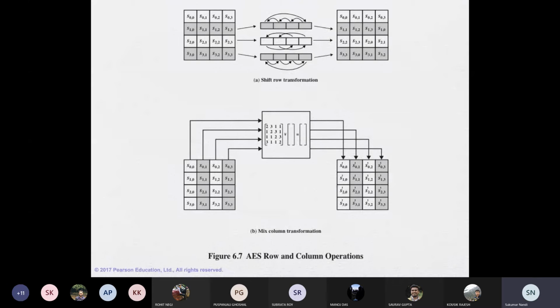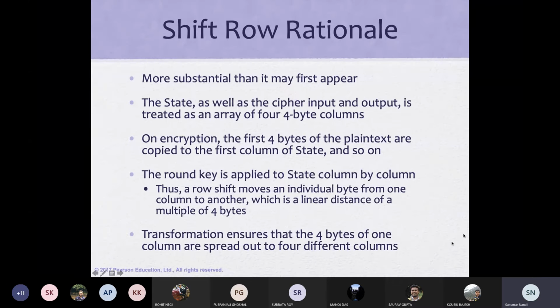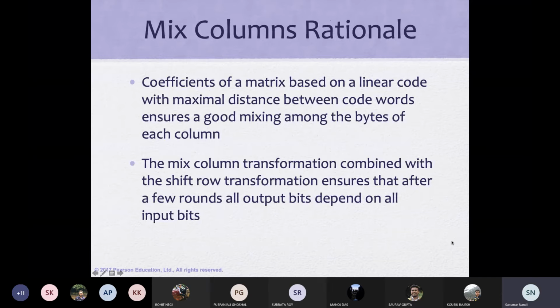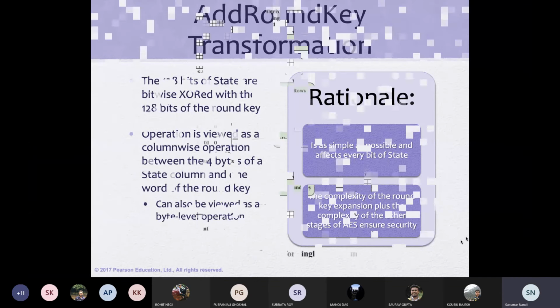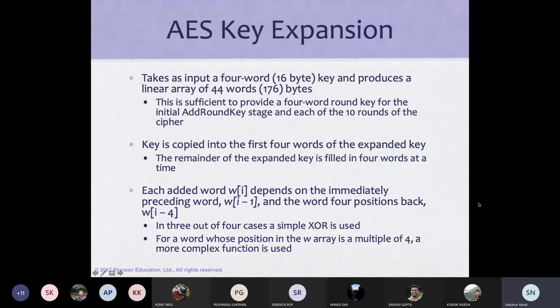So mixed column is used this. Then we talked about add round key, and finally, today's class. Today we are talking about key expansion.